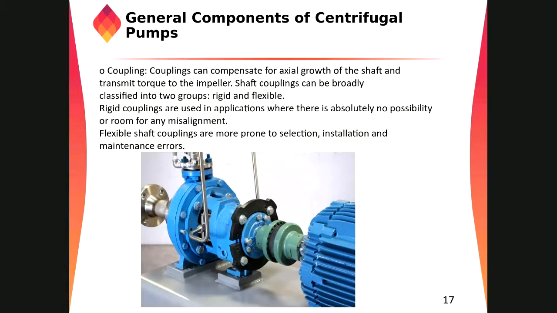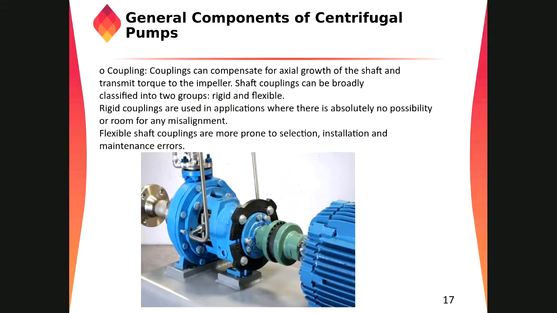Now the coupling. Here we have the coupling, which connects the motor to the centrifugal pump. To connect this arrangement, we need a shaft, and that shaft is connected by a coupling, right? The coupling can compensate for axial growth of the shaft and transmit torque to the impeller. There are two types of coupling: a rigid coupling or a flexible shaft coupling.